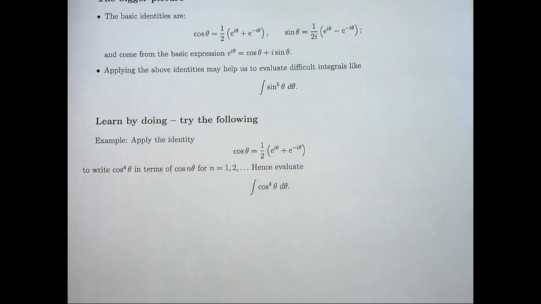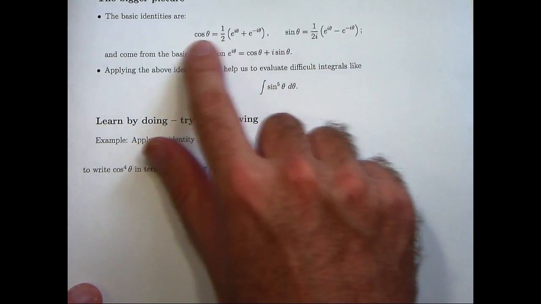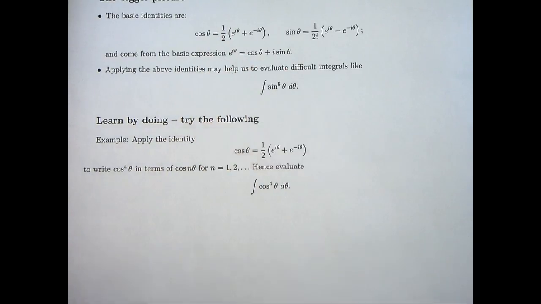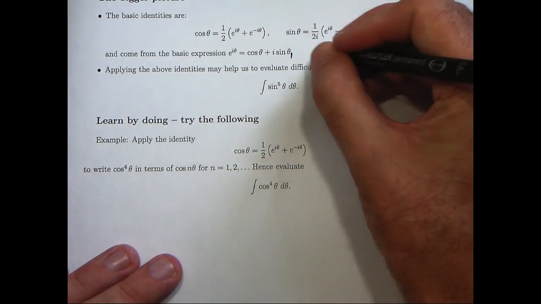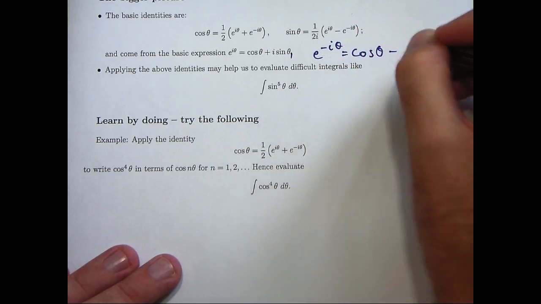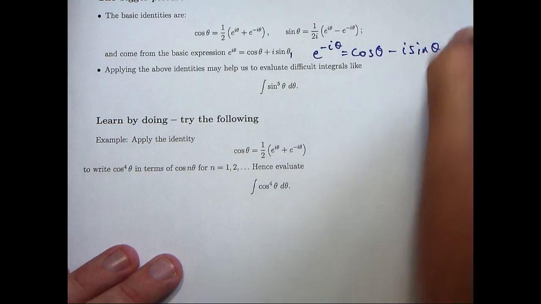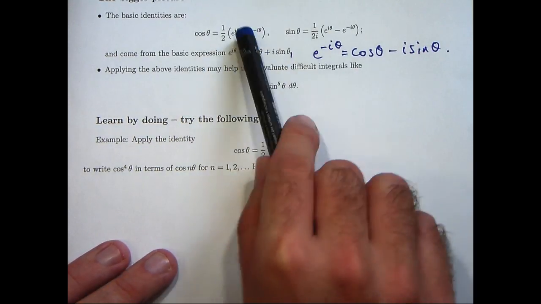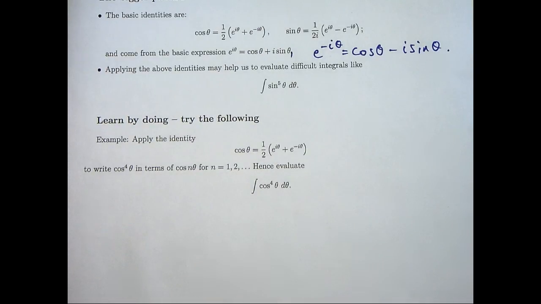Now, I said also at the beginning we'd talk about where these relationships come from. Here's one for cos theta as well. Well, they come back to this basic expression and this basic expression. Okay, using these two expressions, you can formulate these two identities.